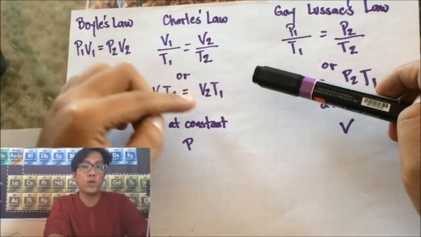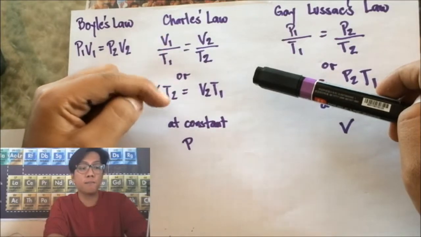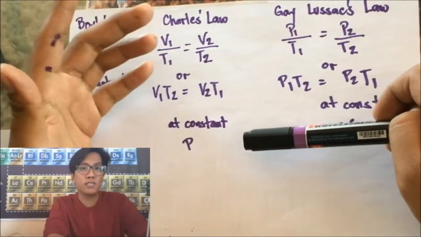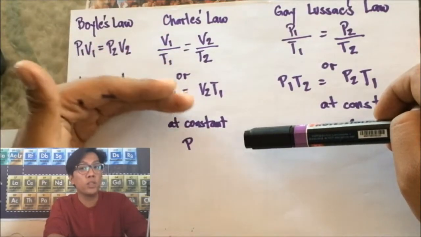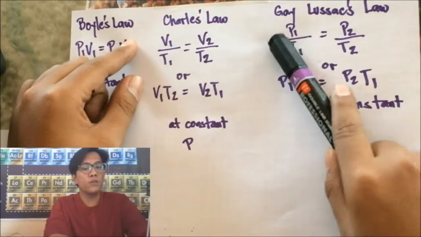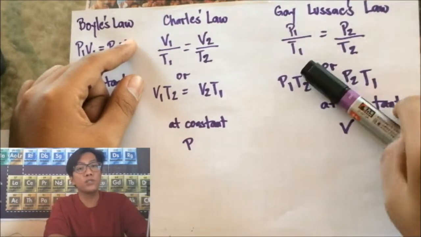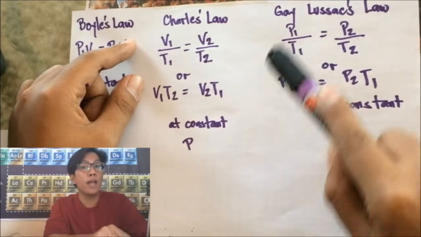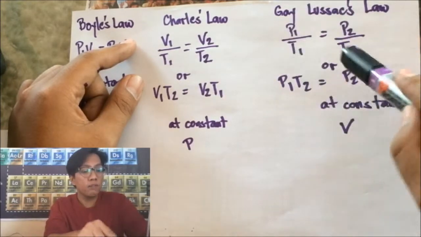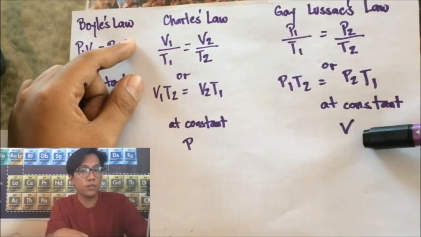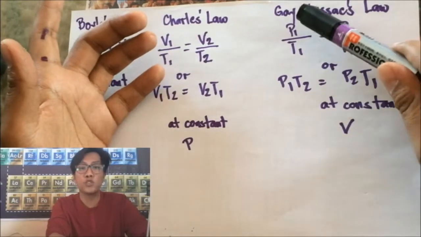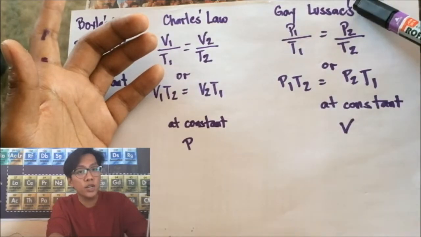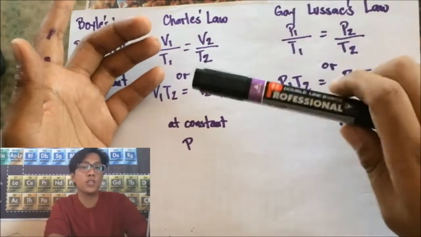Now for Charles' law, we have learned that the relationship between the volume and temperature is directly proportional, meaning that whenever the volume increases, the temperature will increase as well, and whenever the volume decreases, the temperature will decrease as well. For Gay-Lussac's law, the relationship between the pressure and temperature is directly proportional if the constant value is volume. Whenever the pressure increases, the temperature increases, and whenever the pressure decreases, the temperature will decrease as well.